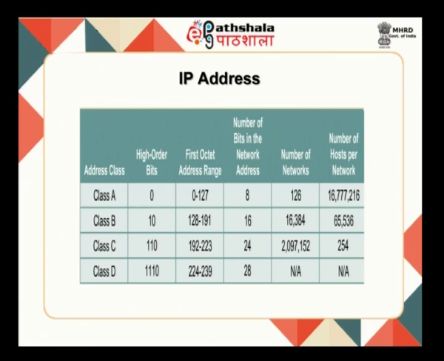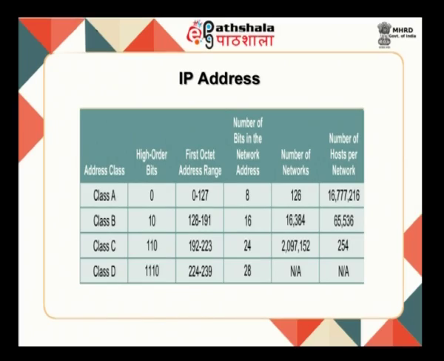Now, in order to identify which class each IP address belongs to, the higher order bits are 0 in class A. In class B, the first 2 bits are 1 0. In class C, the first 3 bits are 1 1 0. Class D starts with 1 1 1 0. The address ranges are defined by the first octet, to see whether it is class A, B, C or D. If the first octet address range is from 0 to 127, then it is a class A address. If it is from 128 to 191, then it is class B.